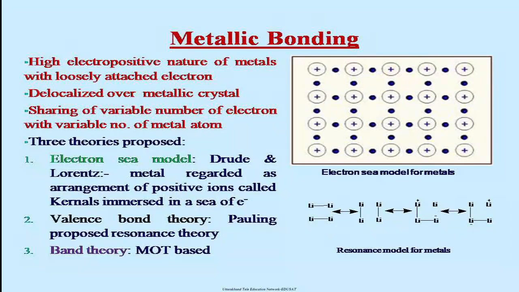Three theories are proposed in the case of metallic bonding. First, the electron sea model, which was proposed by Drude and Lorentz.